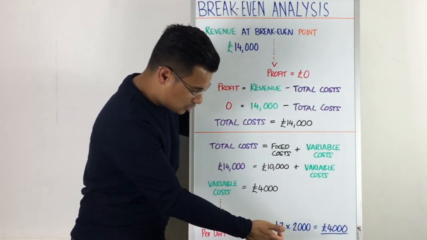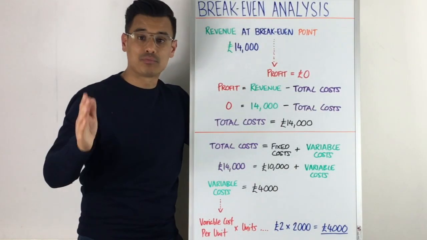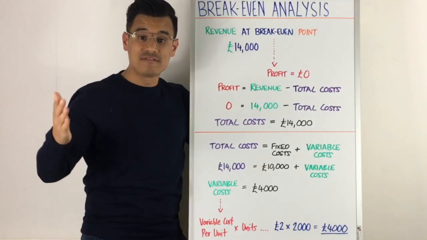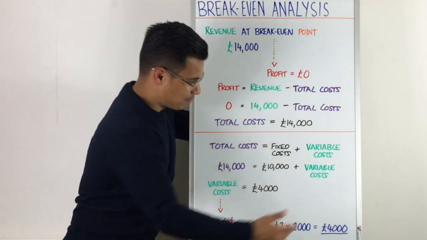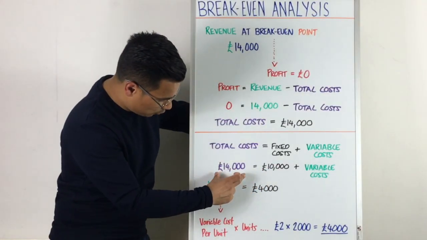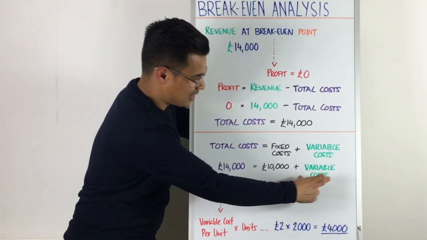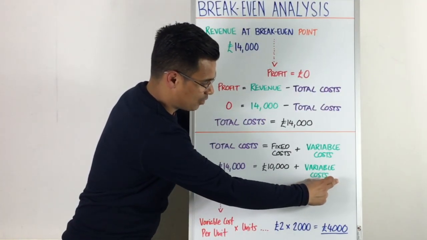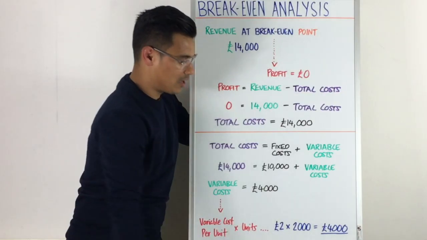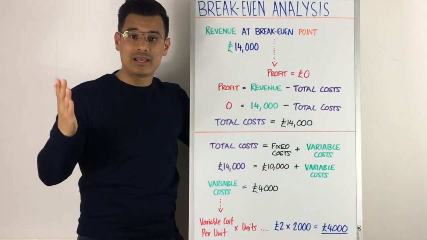So clearly 2 being the variable cost per unit that you were given in the question, and 2,000 is the break-even units, 2 times 2,000 is £4,000, and so that works because now you can see that £14,000 for total costs, £10,000 for fixed costs, so that must be £4,000 for the variable cost, which you've confirmed through that working there.